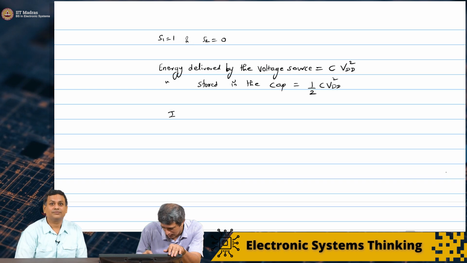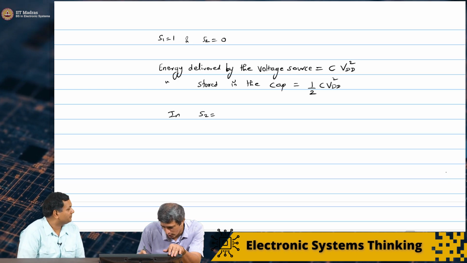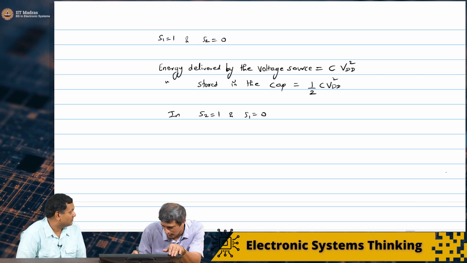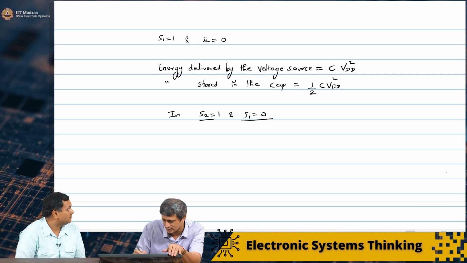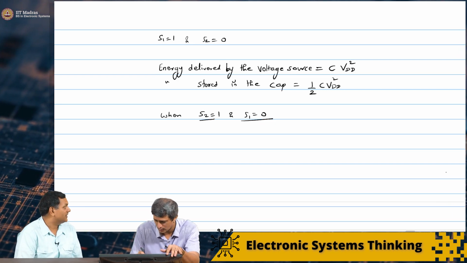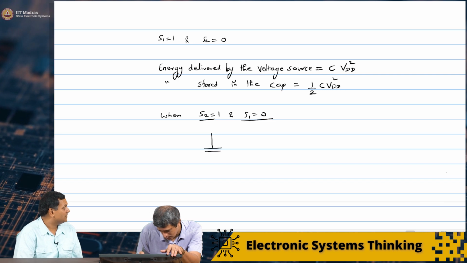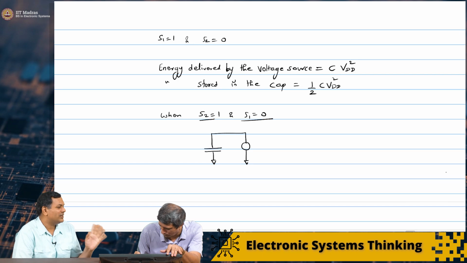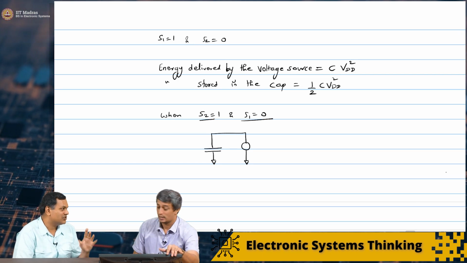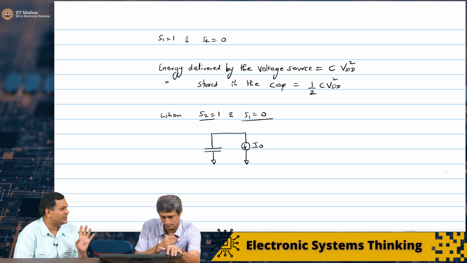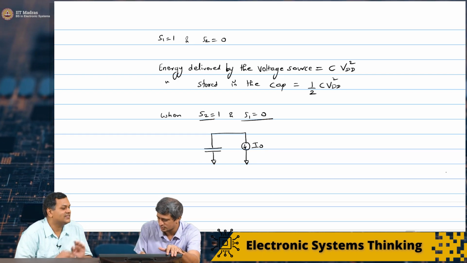In S2 equal to 1 and S1 equal to 0, one thing we can say is the voltage source is open circuited, so there is no energy coming out of the voltage source. R is also open circuited, so no energy or power is dissipated. So the effective circuit is just this, right?